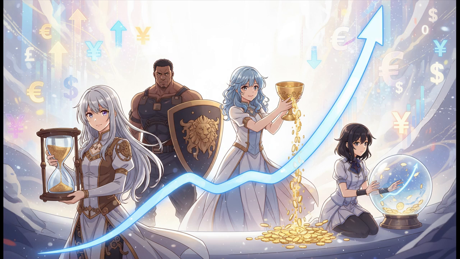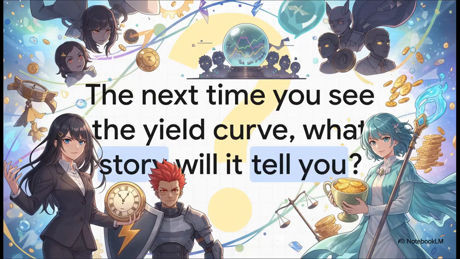Once you understand these four forces, you're not just looking at a line on a chart anymore. You're actually reading a story about risk, about time, and about what the market collectively believes is coming next. So the next time you see the yield curve in the news, don't just see a line. Ask yourself, okay, what's the story here? What's going on with time, risk, liquidity, and expectations? Because now you have the tools to figure it out.